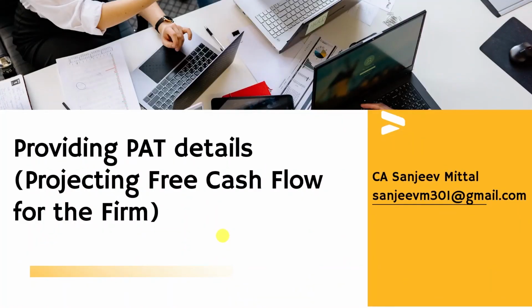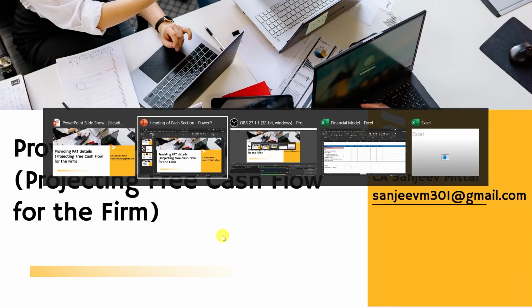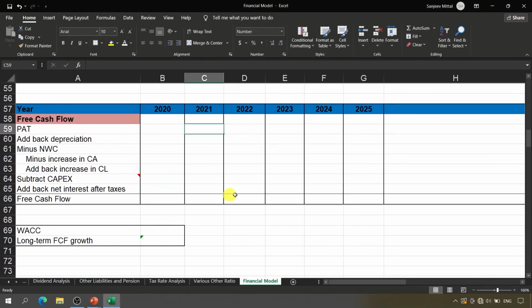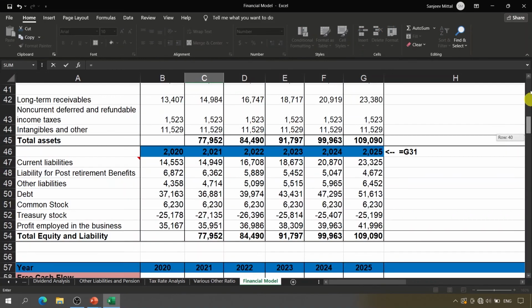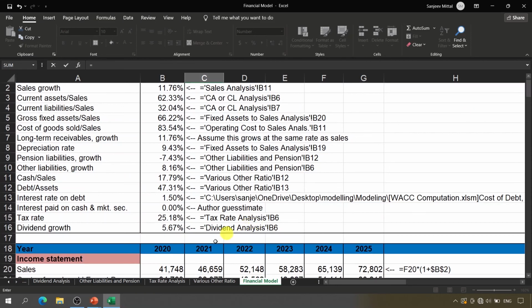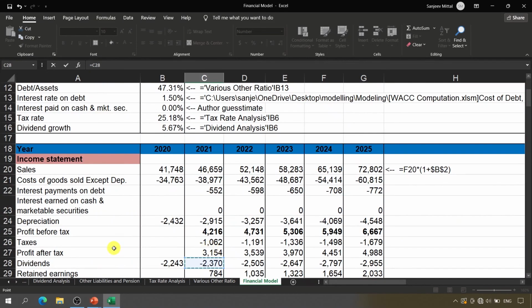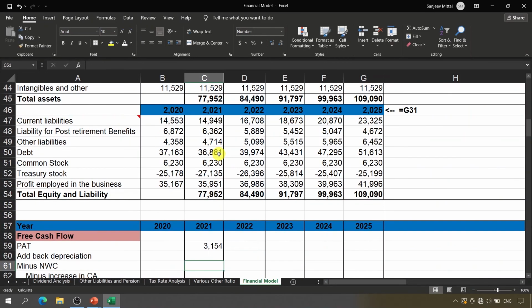Let's try to find out our profit after tax details for our free cash flow for the firm, which is very simple. We already know that we have received our profit after tax from our projected income statement. Inside this, you simply see that your profit after tax is written here as 3,154 for the year 2021. I shall enter this number here, and this number can be seen here.